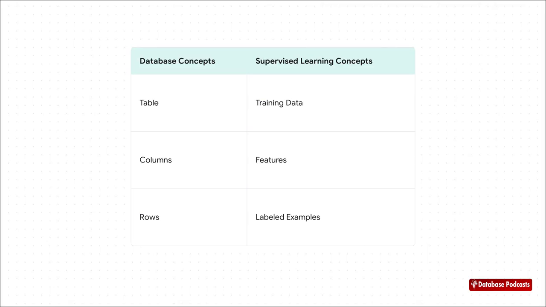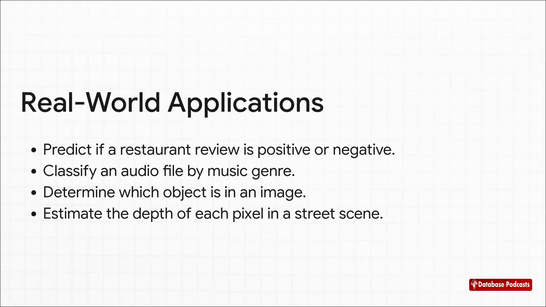And here's how that database analogy lines up perfectly. What you call a table, in machine learning, we just call training data. Your columns are what we call features. Those are the different bits of information. And each row, which has both the features and that known answer, is what we call a labeled example. The machine just crunches through millions of these labeled examples to get good at predicting the answer for new, unlabeled ones. And the things you can do with this, they're everywhere.